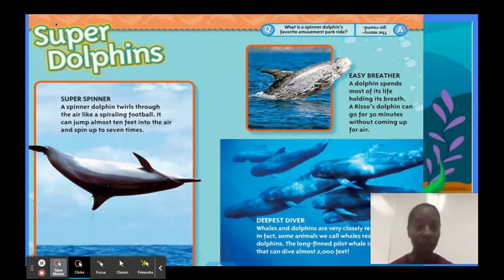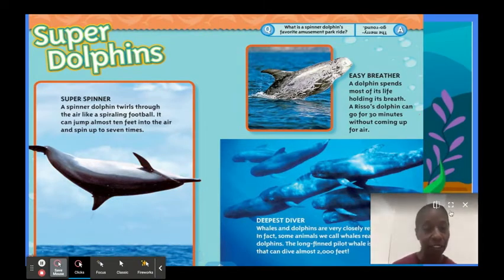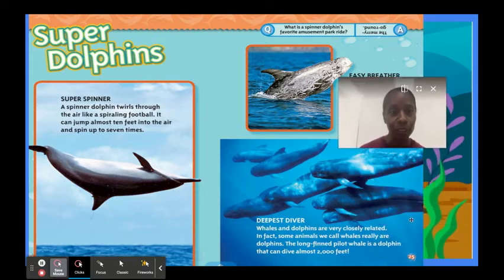Wow, that is interesting. Easy breather. A dolphin spends most of its life holding its breath. A Risso's dolphin can go for 30 minutes without coming up for air. Now let's look down here. Deep diver. What are we going to learn about the deep diver?